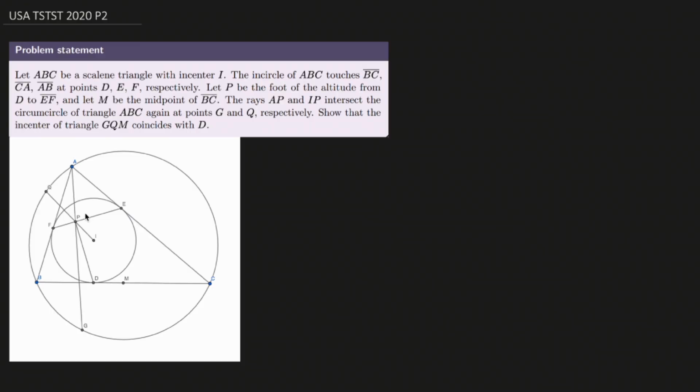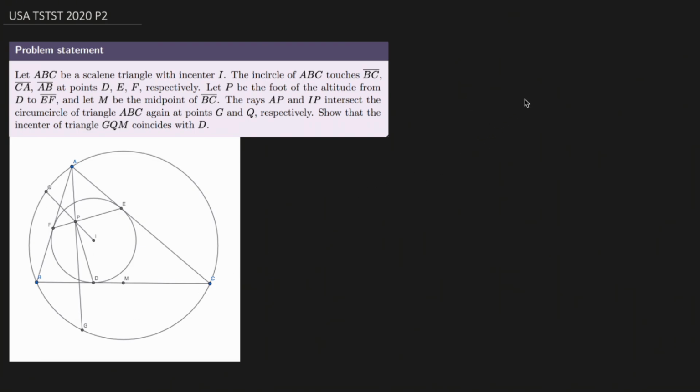We have the line FE. We drop a perpendicular down from D, which intersects at P. And then we draw AP, and it intersects the circumcircle at G. We draw IP, it intersects the circumcircle at Q. And the problem asks us to prove that D is the incenter of triangle MGQ.